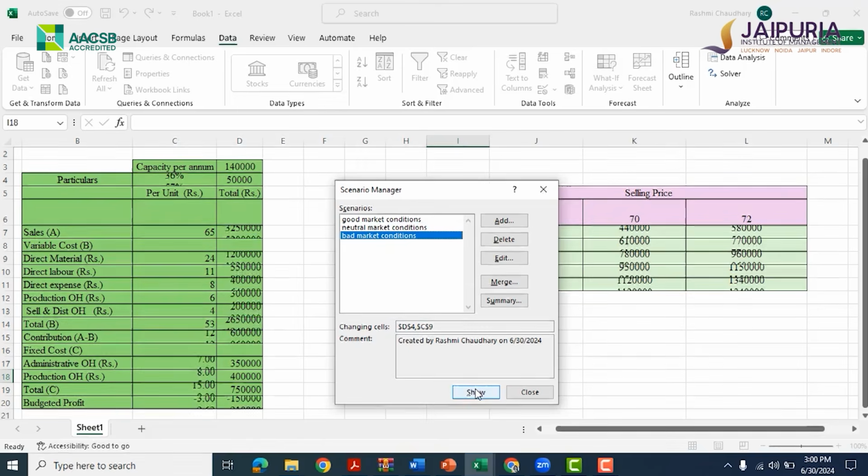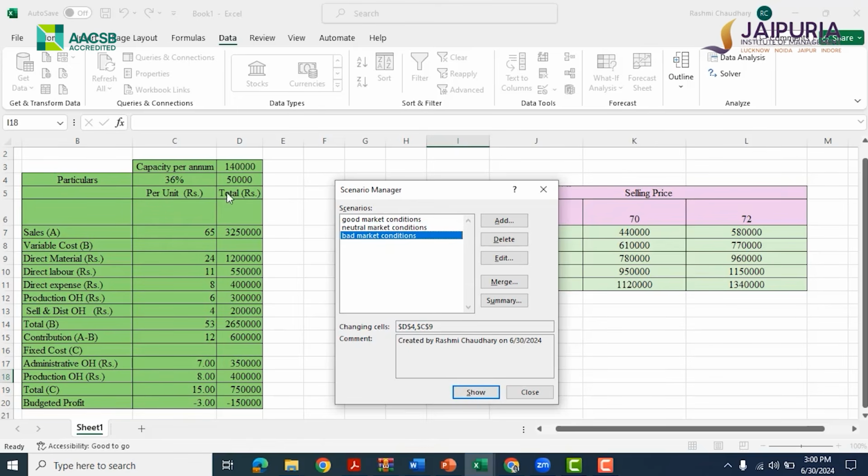Bad market conditions, if I need to see the bad market conditions, so 50,000 units you are selling, you are working at a capacity of 36%, material price has increased by 2 rupees, that is 24 rupees now, and total profitability here, if you see, is a negative value, that means you are incurring a loss of 1,50,000 rupees. So in this manner, we have created three scenarios: good, neutral, and bad. Good conditions state that you are able to sell more units, and bad conditions state that you are not able to sell that many units.